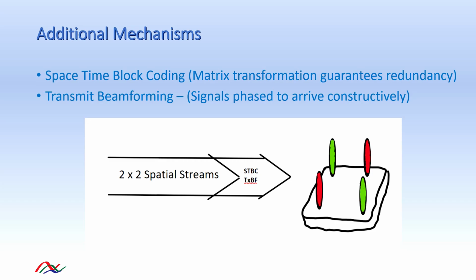Additional mechanisms can be used to improve the reception of the encoded spatial streams. One is space-time block coding, where an additional matrix transformation is applied to the spatial stream transformation to provide redundant copies of the signal, which ensure that a receiver with additional antennas receives at least one good copy of the signal. Another is transmit beamforming, where the phase of signals from different antennas is tuned so that they arrive constructively at the receiver's antennas. Combining spatial streams, STBC and transmit beamforming each require additional antennas, so they're normally provided by the AP depending on the number of antennas.